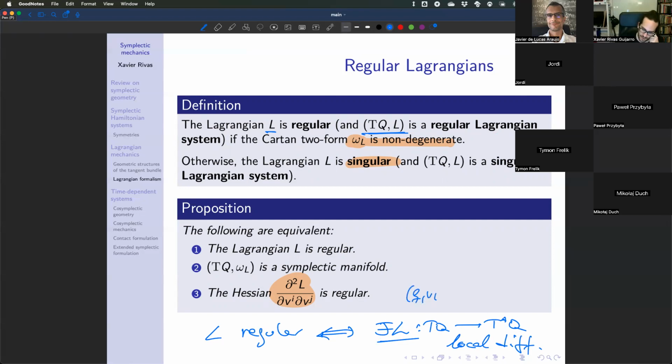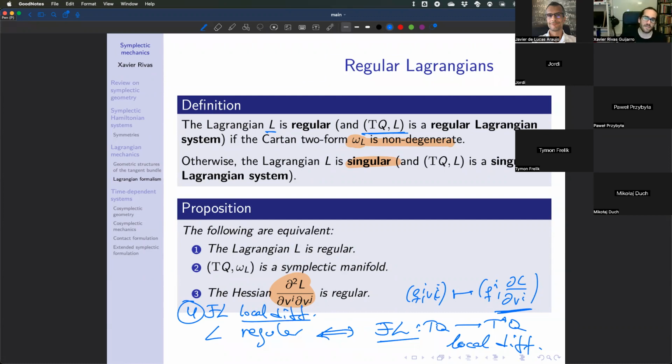Locally, I can tell you what it looks like. (q^i, v^i) goes to (q^i, ∂L/∂v^i), taking the derivatives along the fibers, this thing here. So we can add another characterization here, which is that the Legendre map is a local diffeomorphism. This is a fourth way of saying the same thing.